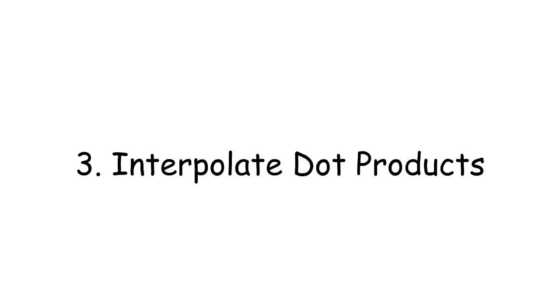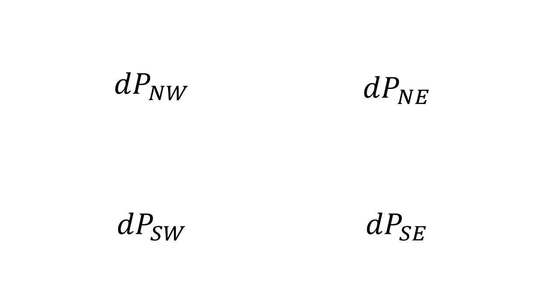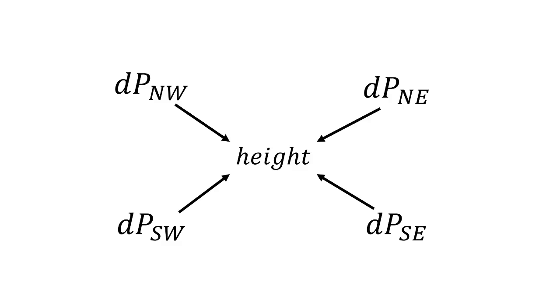So the final step of the Perlin Noise algorithm is to interpolate these dot product values. We have the dot product values for each one of the corners, and what we want to do is to somehow join them to generate a final height value for the map. So how can we do that?